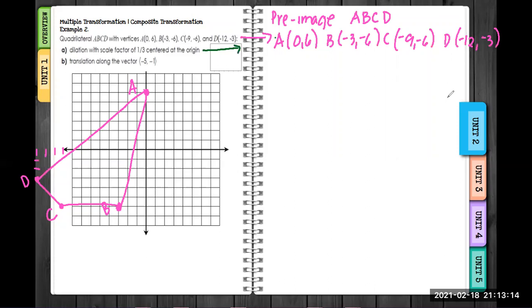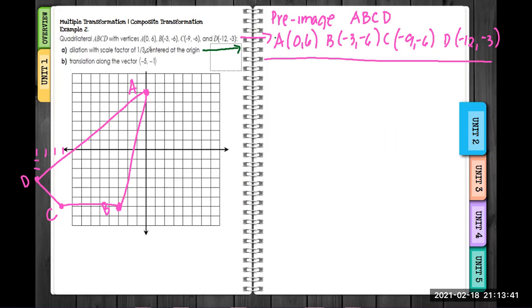Seven, wait, 1, 2, 3, 4, 5, 6, 7, 8, 9, 10, 11, 12. Yeah, it's right. Negative 12, 3. And then negative 9, negative 9, 6. I'm just double checking. Negative 3, 6. Then 0, 0, 6. Okay.